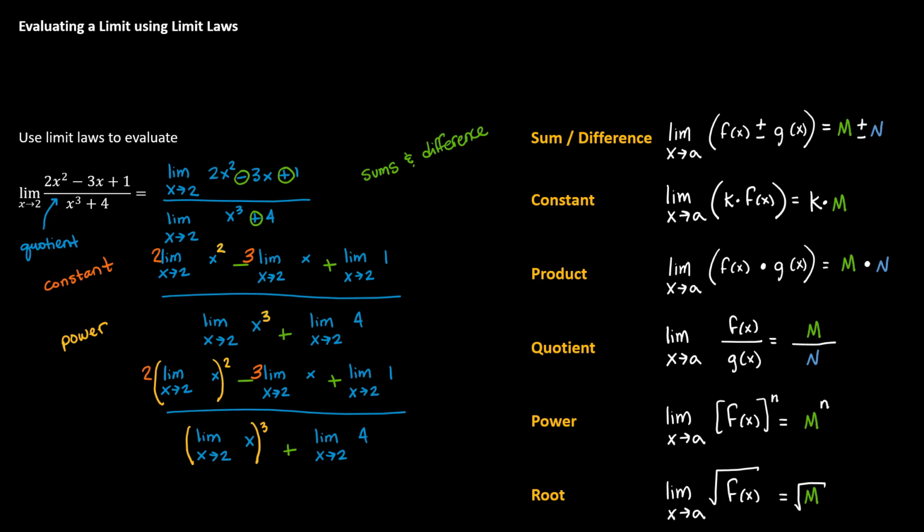The limit of x when x approaches 2 is 2, and the limit of a constant is equal to the constant. So we'll replace each of our limits with their values and consolidate and simplify. We get 3/12, which reduces to 1/4. So this limit is equal to 1/4, and we used our limit laws to step by step get to that result.